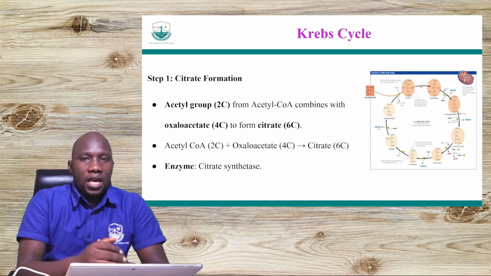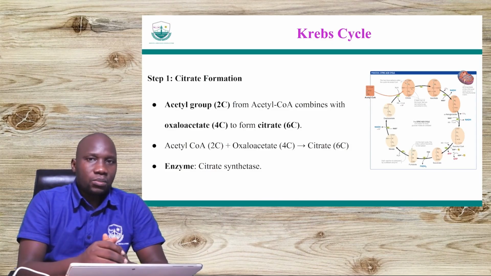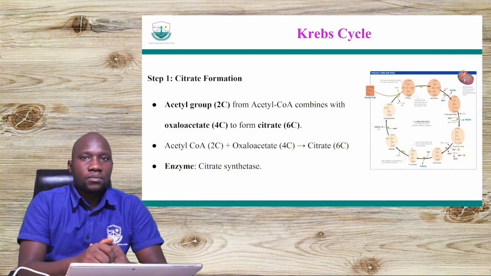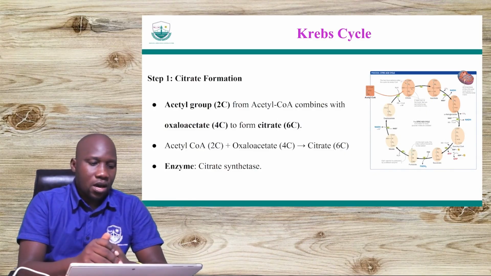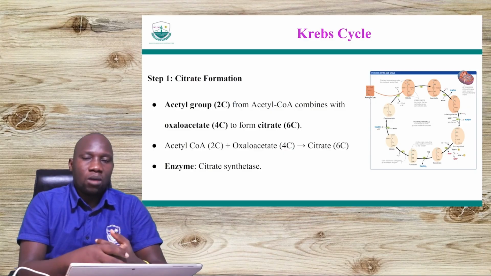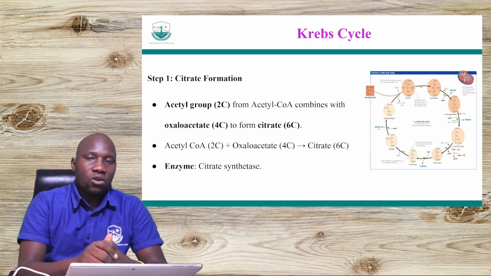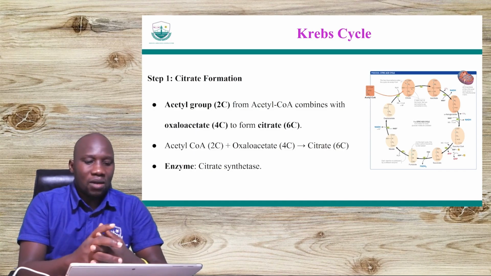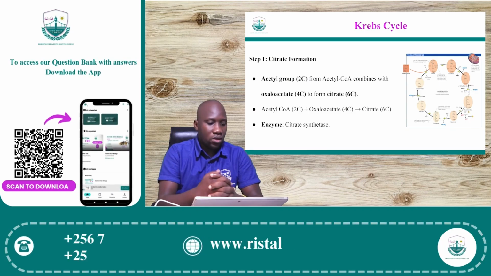So let us look at the 8 steps of the Krebs cycle. The first one involves a reaction between a compound that has 2 carbon atoms and a compound that has 4 carbon atoms to give you a compound that has 6 carbon atoms. So what are these compounds?